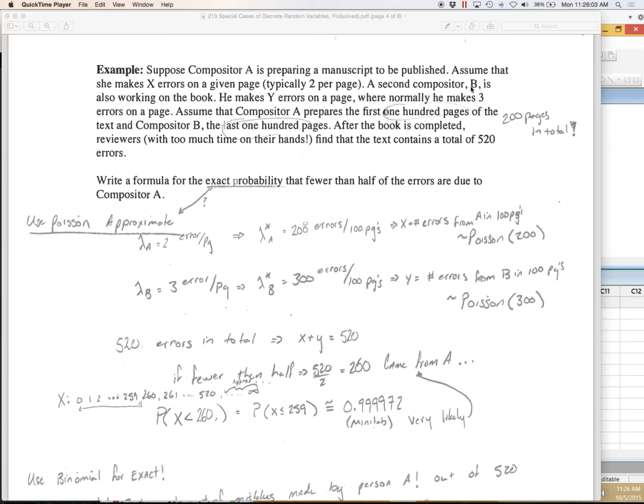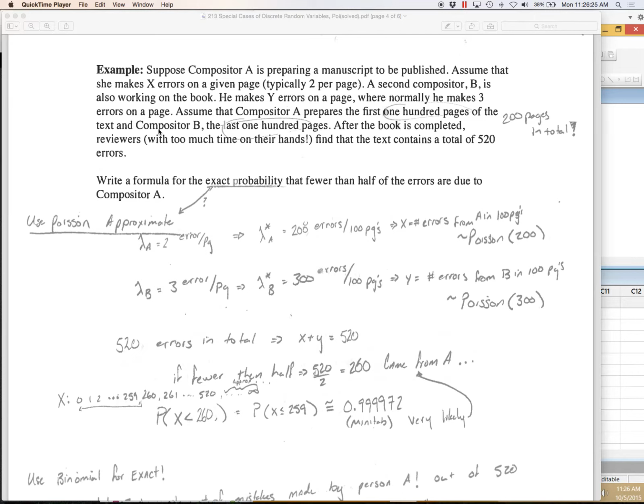A second writer, B, they also work on the book. He happens to make errors at a different rate. So she makes 2 errors per page typically. He makes 3 errors per page typically. Okay, so let's say that person A wrote the first 100 pages of the book. Person B wrote the last 100 pages.